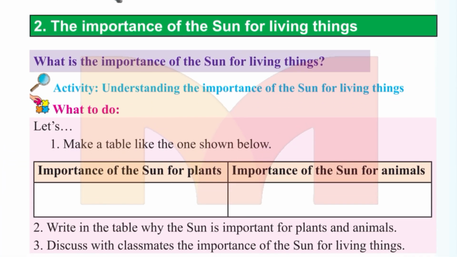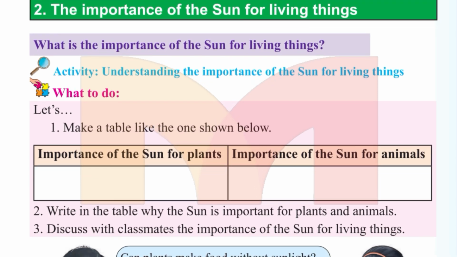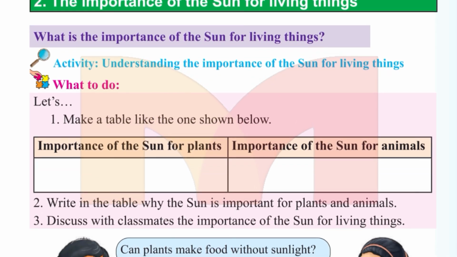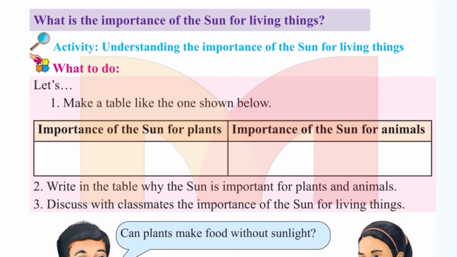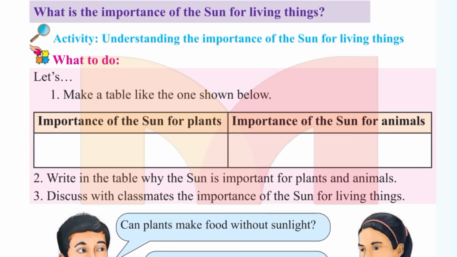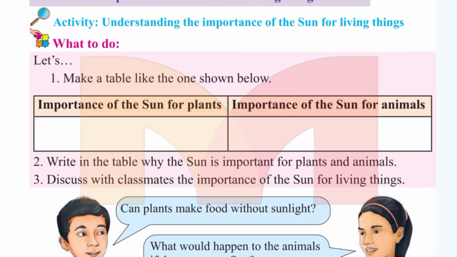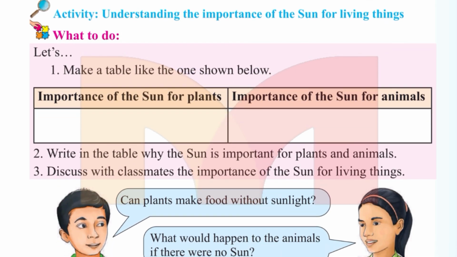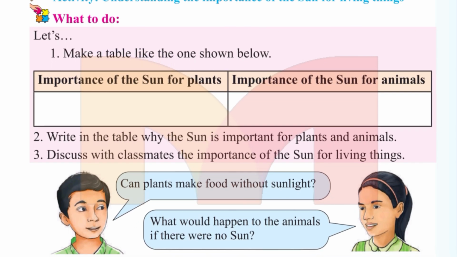Point 2. The importance of the sun for living things. What is the importance of the sun for living things? Activity. Understanding the importance of the sun for living things. What to do? Let's make a table like the one shown below. Number 2. Write in the table why the sun is important for plants and animals. Number 3. Discuss with classmates the importance of the sun for living things. So let's see the answer of this.